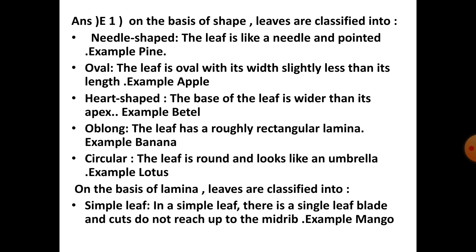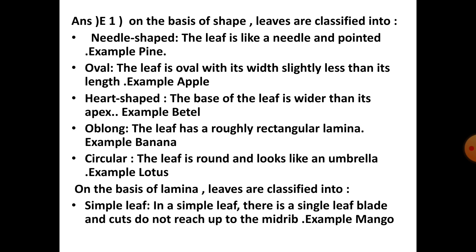Example apple. Heart shaped. The base of the leaf is wider than its apex. Example betel. Oblong. The leaf has a roughly rectangular lamina. Example banana. Circular. The leaf is round and looks like an umbrella. Example lotus.